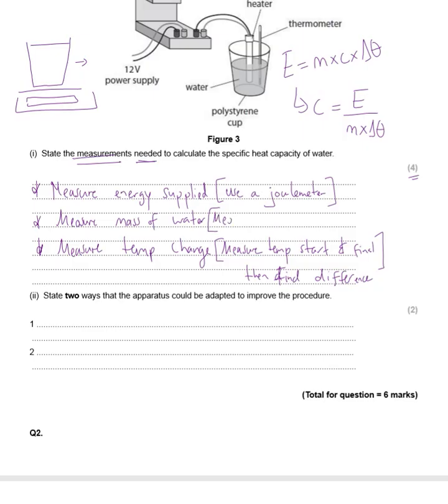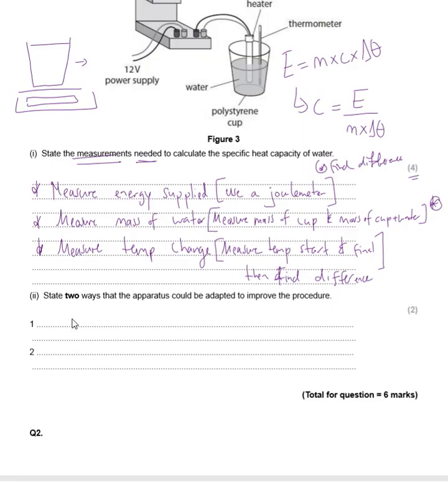Okay, measure mass of cup, plus mass of cup plus water. Okay, now in here, find difference. Okay, so this is the extra to get just those 4 points.